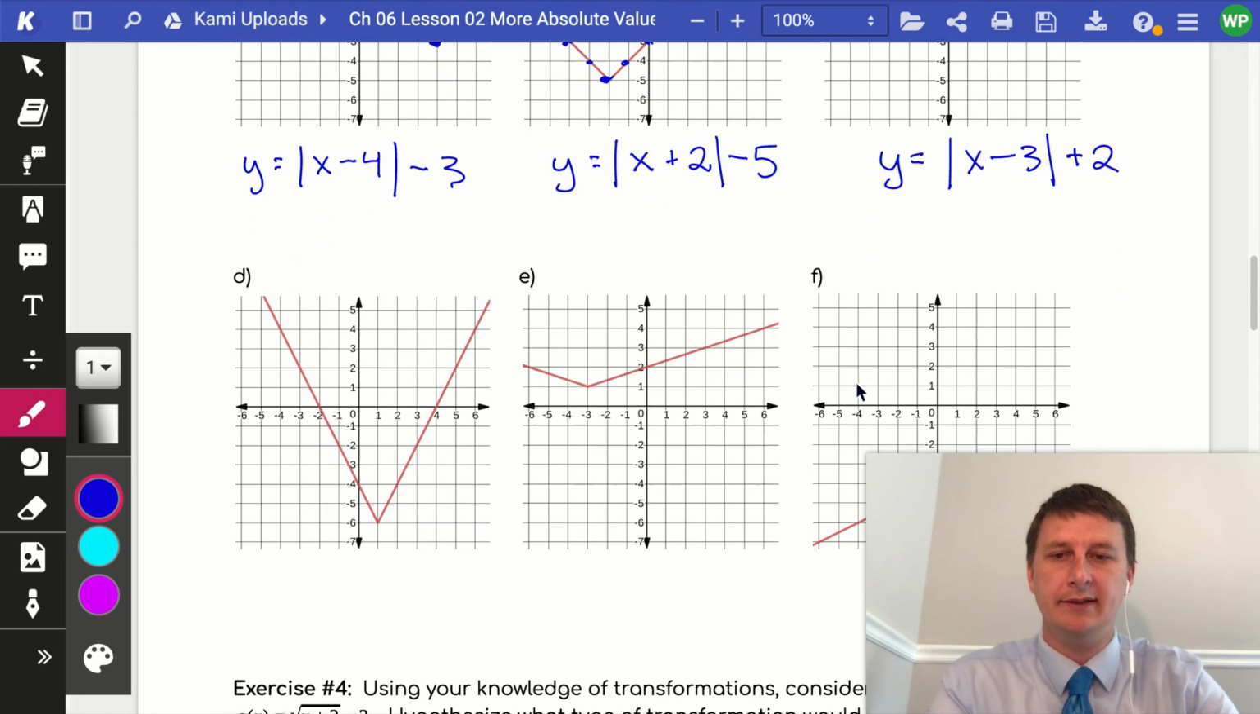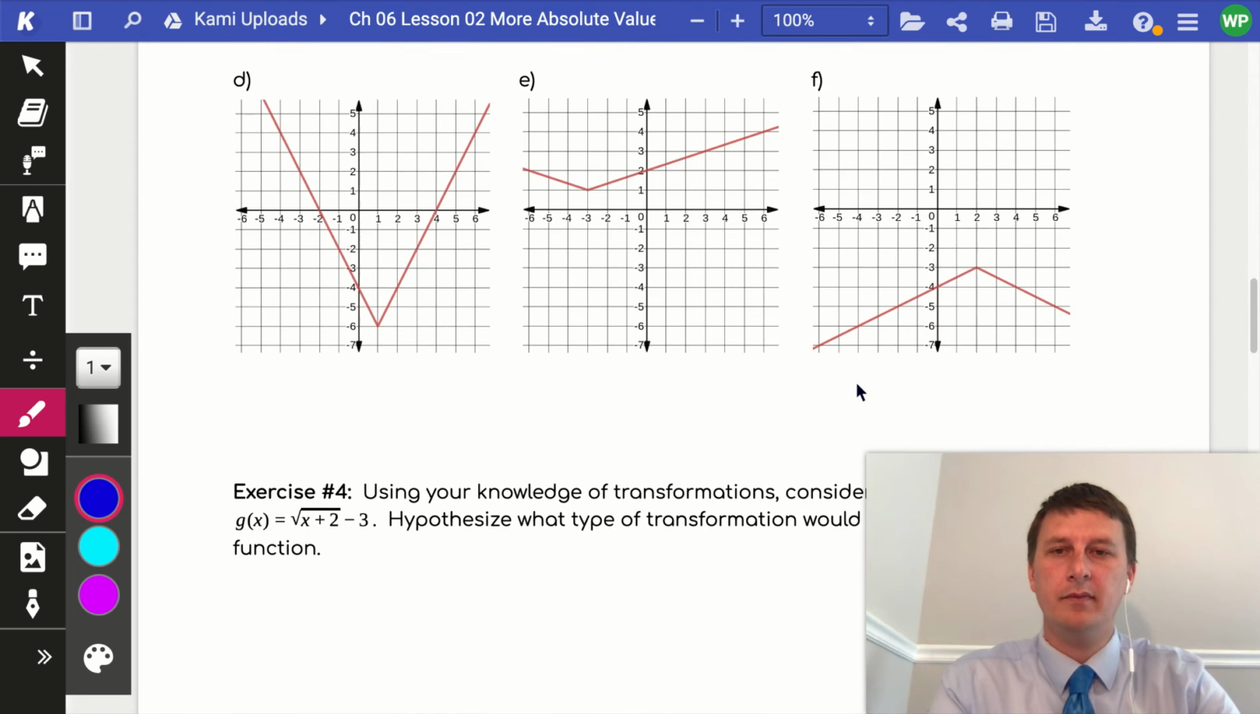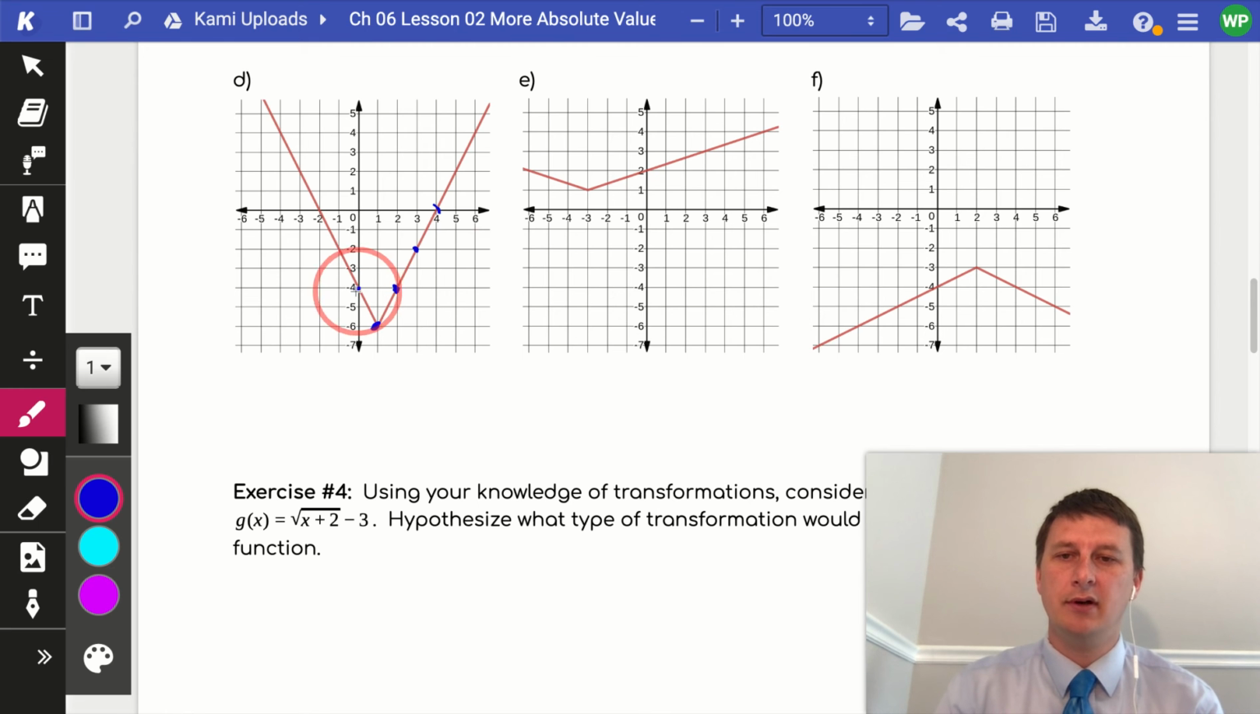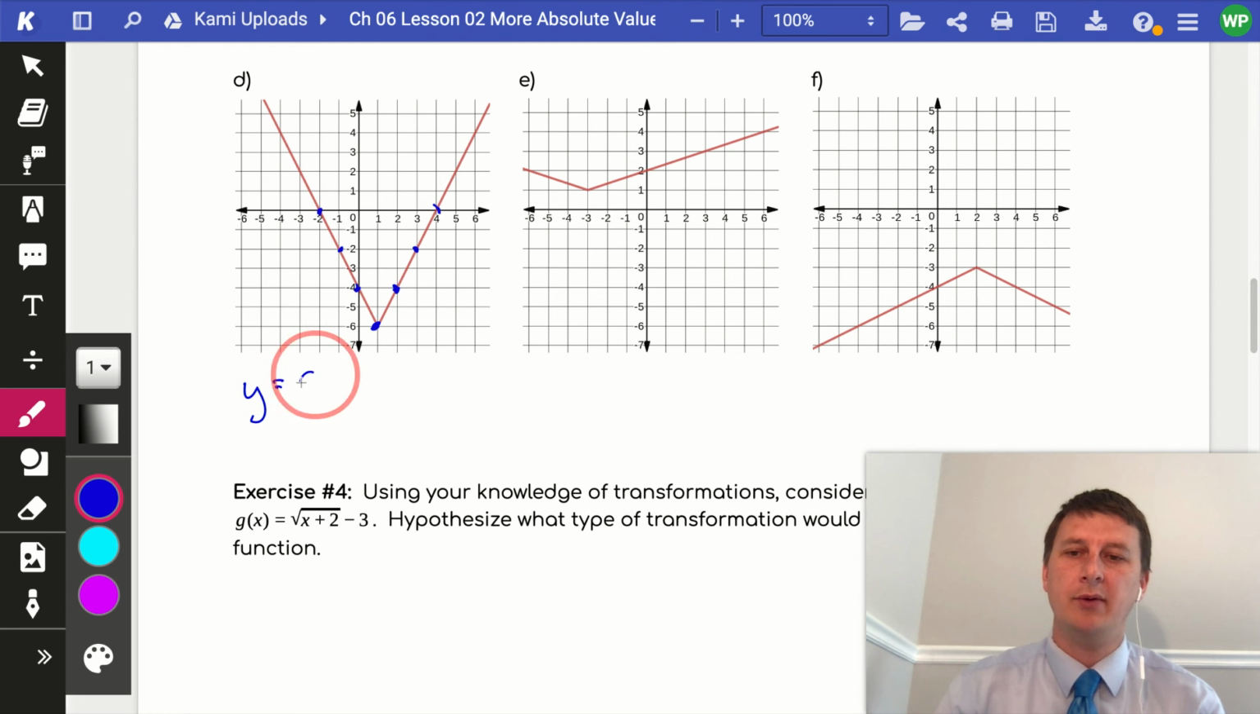Let's go to part D. In part D, now we look at something that does have a slope that's something different than 1. So let's look at what our slope is. We're going to go up 2 units over 1, and going the opposite direction, up 2 over 1, which means our absolute value equation is going to start off with y equals 2 times the absolute value.